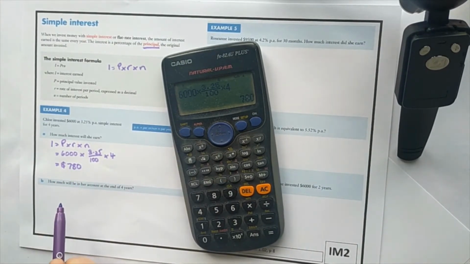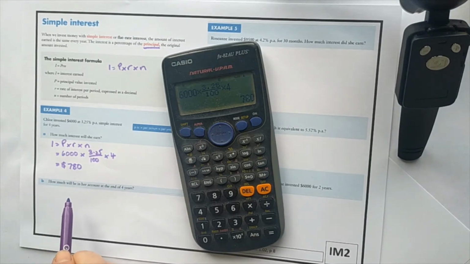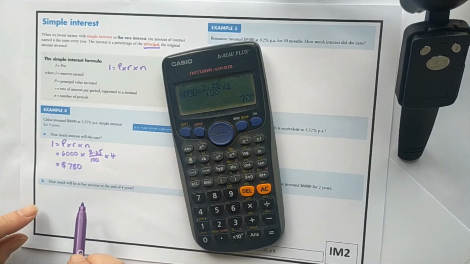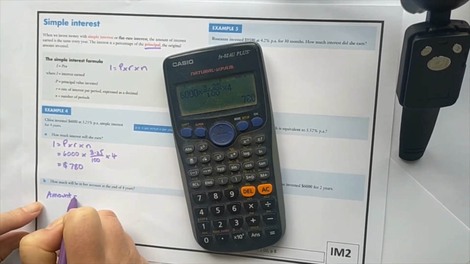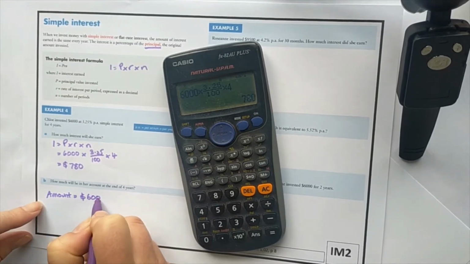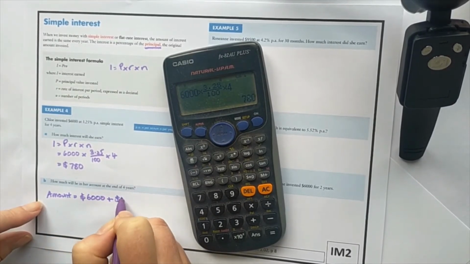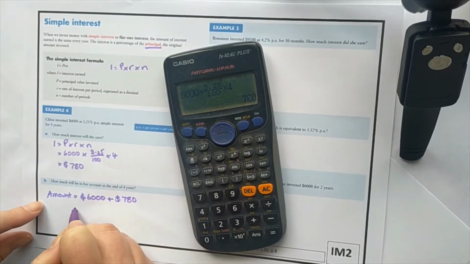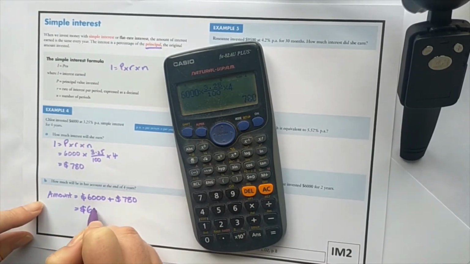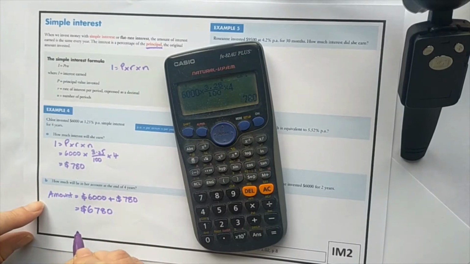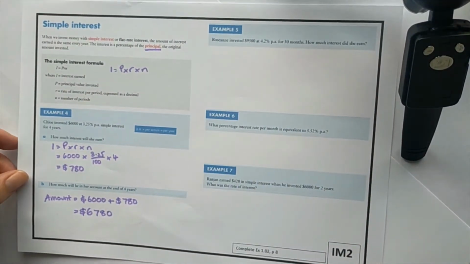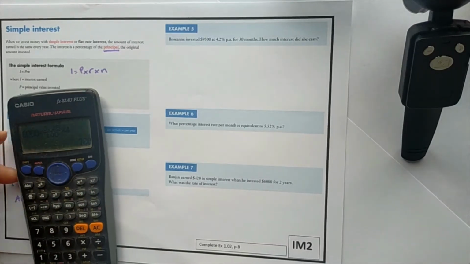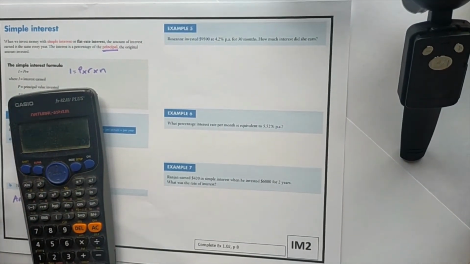Part B says how much will be in her account at the end of 4 years. So amount equals, she started with $6,000, and we add on the interest she just earned, which was $780. You can pop that in your calculator and you'll get $6,780 in her account.